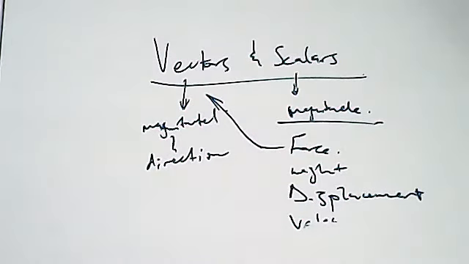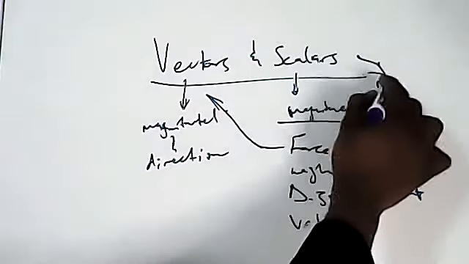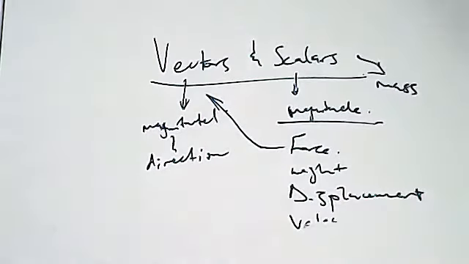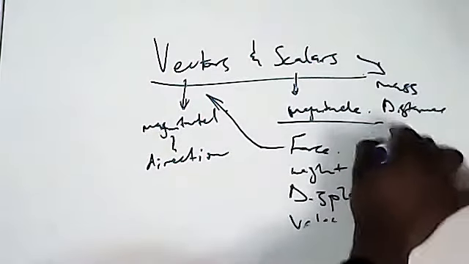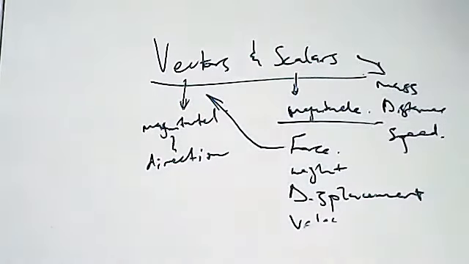And then scalar examples would be things like your mass, right? With mass, we can't say it is so much mass in this direction. No, it's just there, right? Your mass, your distance, your speed, your temperature, your time, all those are examples of scalars, right?